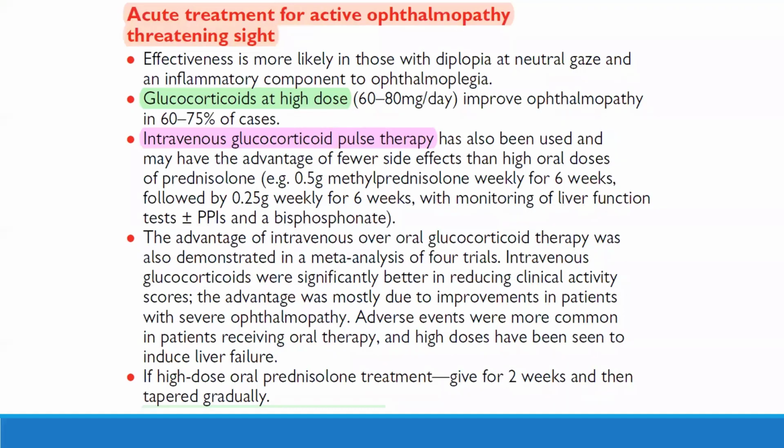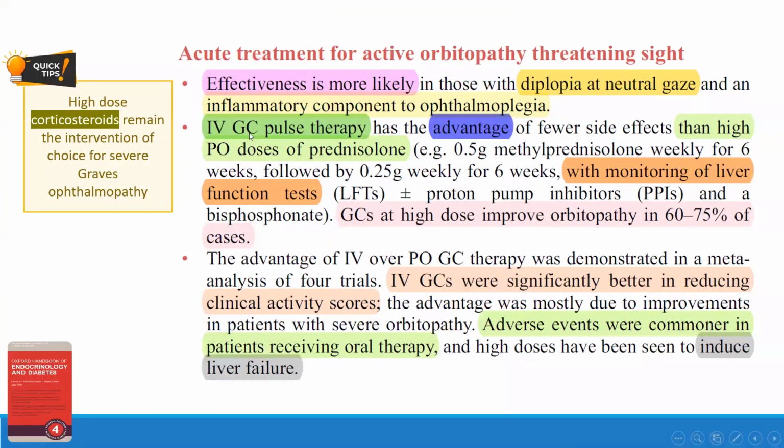Previously, they mentioned that glucocorticoid at a high dose is the first line therapy. This is actually from the third edition of the Oxford Handbook, but in the fourth edition, they mentioned that intravenous glucocorticoid pulse therapy has the advantage of fewer side effects than high dose oral corticosteroid. So, acute treatment of active orbitopathy is by intravenous glucocorticoid. Effectiveness is more likely in those with diplopia in neutral gaze and an inflammatory component to the ophthalmoplegia. Intravenous glucocorticoid is the first line modality for treatment rather than oral glucocorticoid.